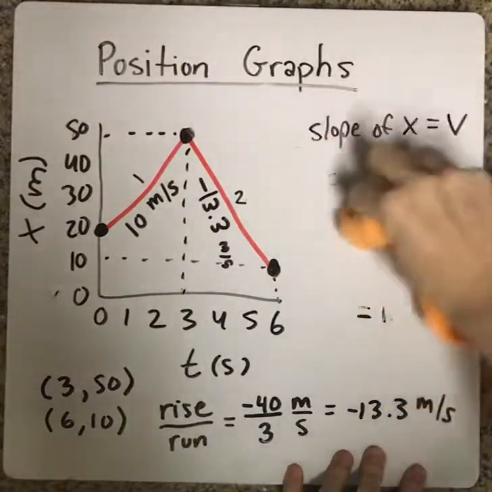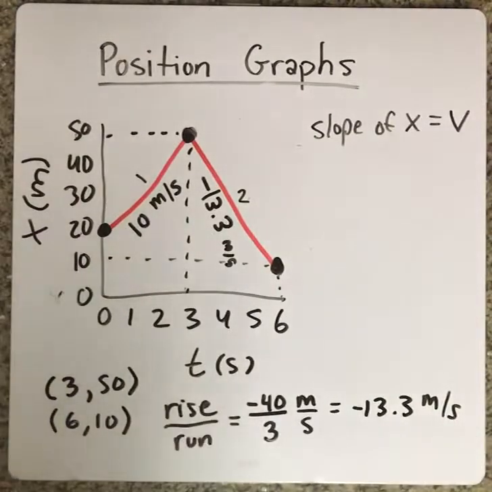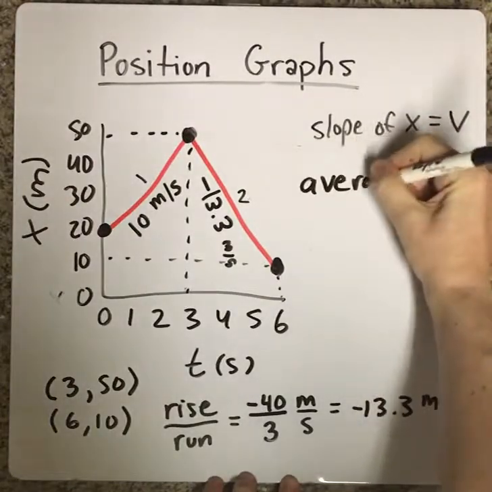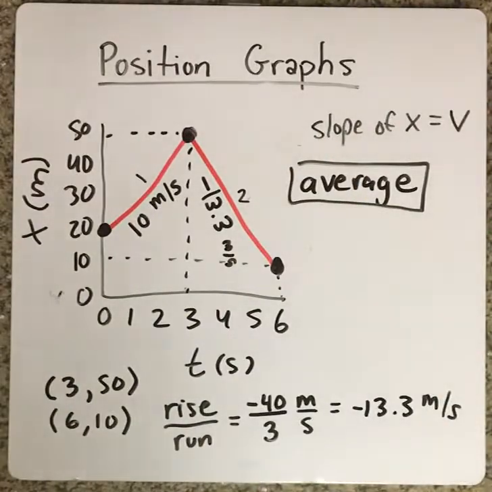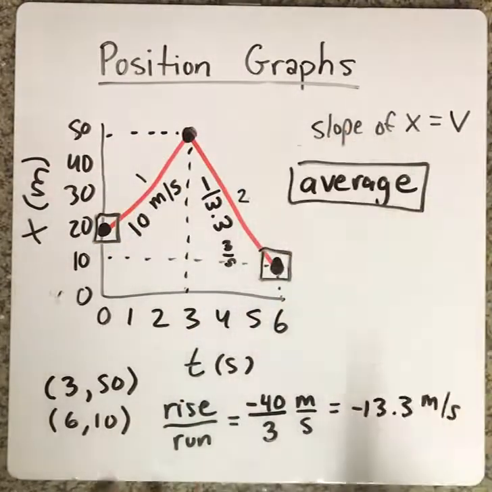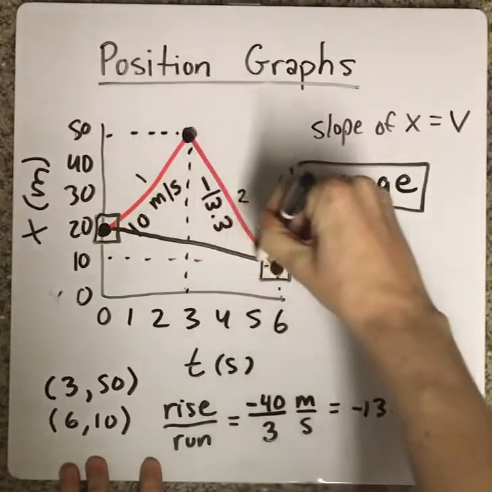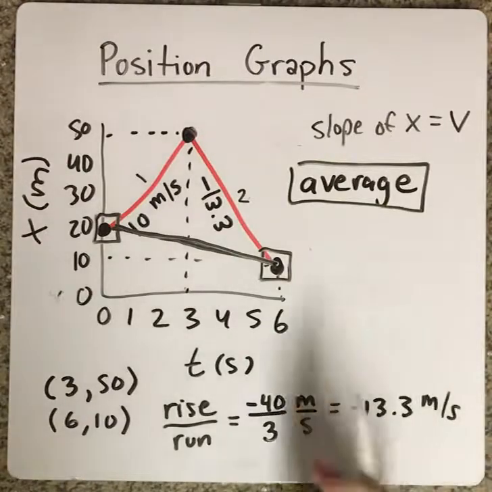Let me erase this. Sometimes we aren't interested in the individual pieces, but we're interested in the overall graph. This is called the average. And what we do to make the average is we just look at where the graph started and where the graph ended, and we ignore what really happened in between. And I'm going to connect these dots with a line. That line that I just drew is called the average line.